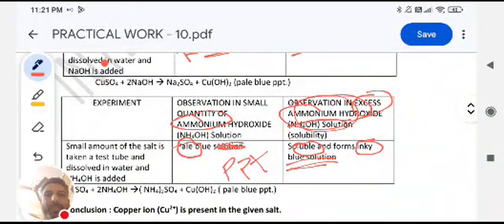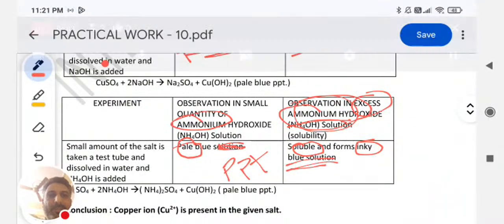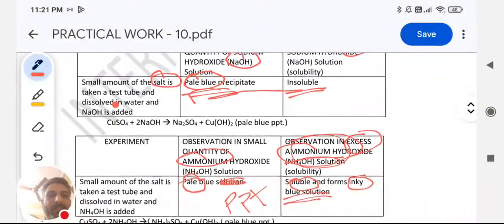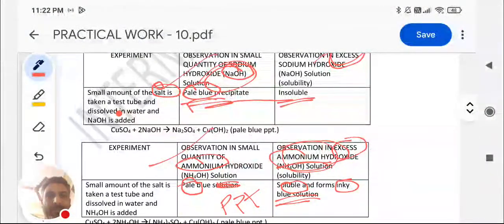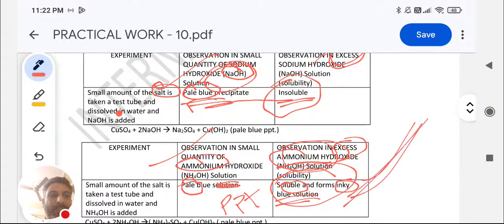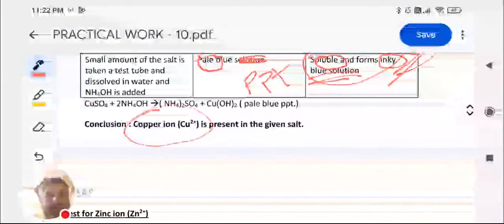So copper ion or Cu+2 salt solution will give you a pale blue precipitate with both sodium hydroxide and ammonium hydroxide as well. But this pale blue precipitate is insoluble in excess sodium hydroxide, but it dissolves and forms a dark blue solution in case of ammonium hydroxide. So that is the confirmatory test for copper ion in the salt.